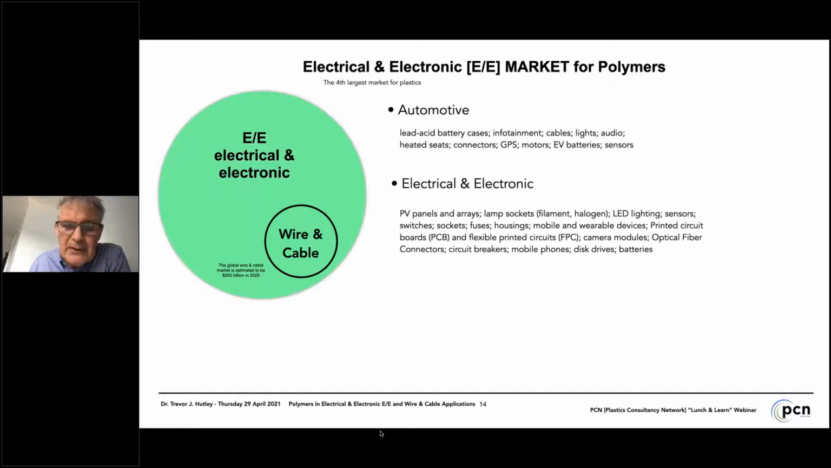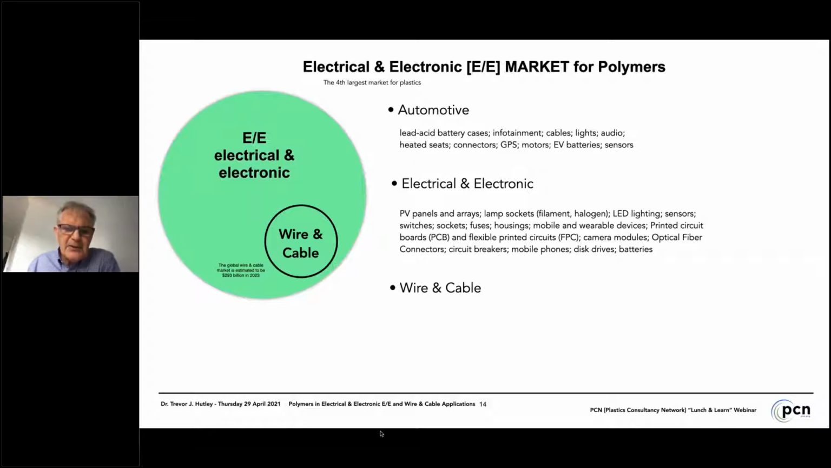Electrical and electronic market, I've just taken a number of ideas here of where plastics are used. The full details of plastics used in electrical and electronic markets, you'll see in the reference right at the very end of this presentation. It's actually a table that goes on for 5 pages, 150 different applications for polymers in electrical and electronic. Very, very diverse and broad.